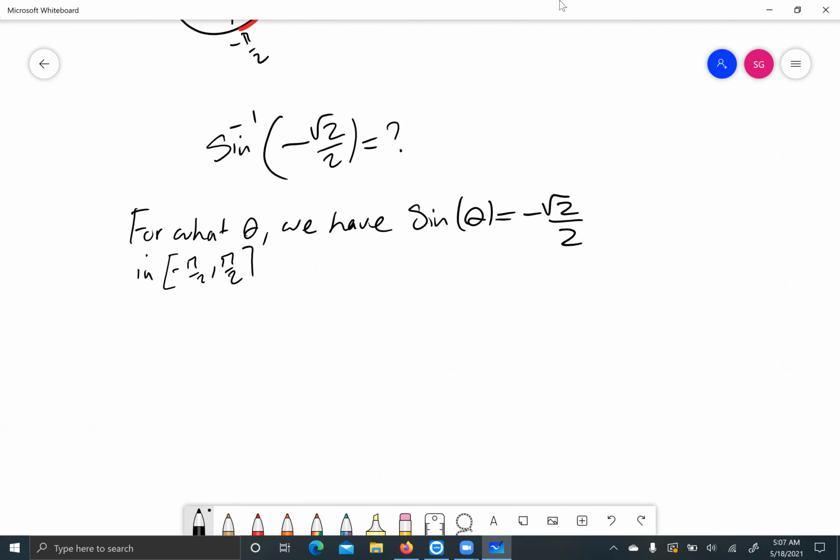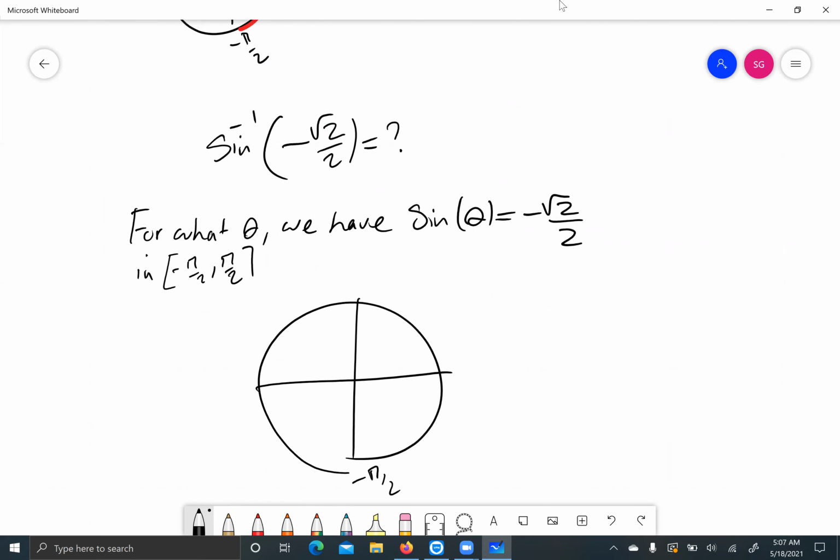Okay, so again, we are looking at negative pi over 2 to pi over 2. So we are looking over this range, right? And I know square root of 2 over 2 comes from pi over 4, but pi over 4 gives me a positive value. So it was negative 1. So it should have been negative pi over 4.